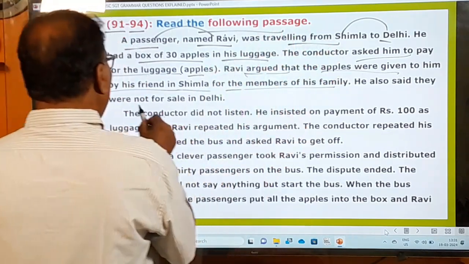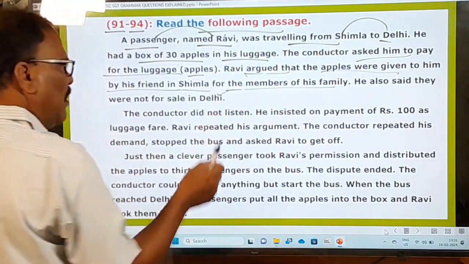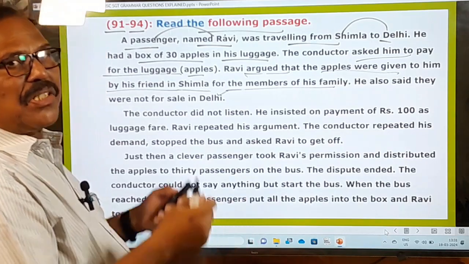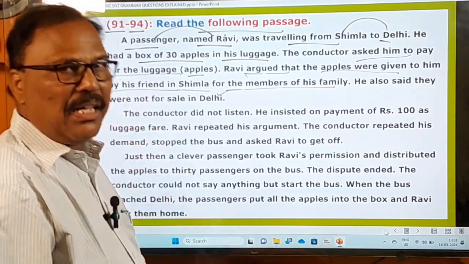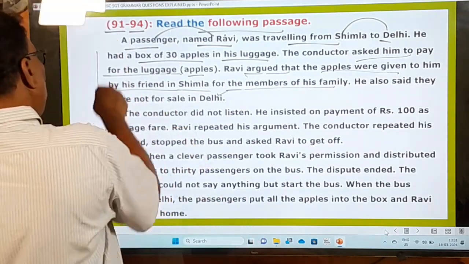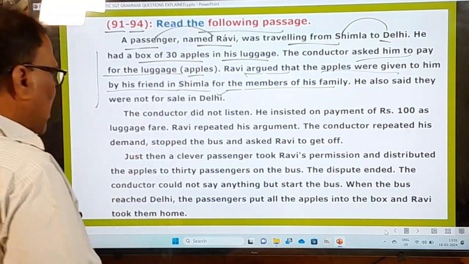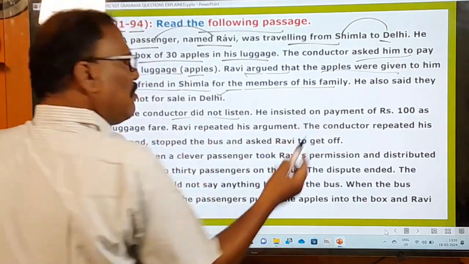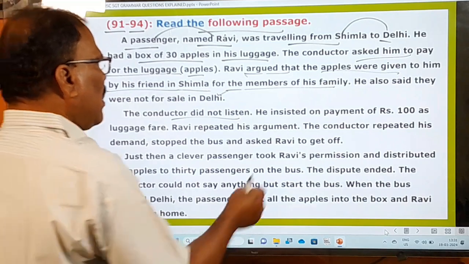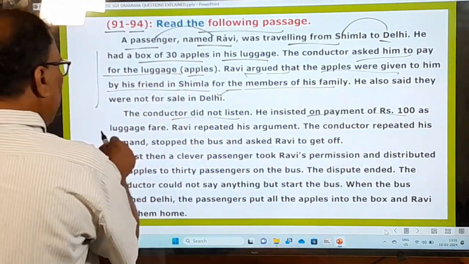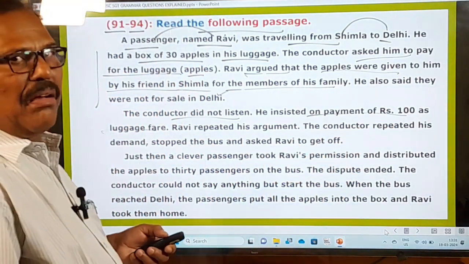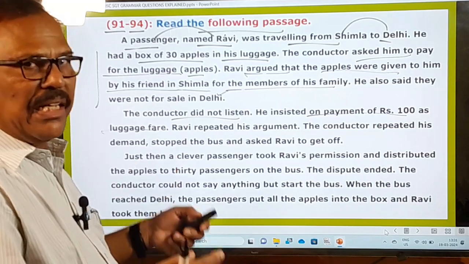He also said they were not for sale in Delhi. He was not going to sell them, and he was not an apple seller. He was not going to sell them in Delhi. That's what he said to the conductor. But the conductor did not listen. He insisted on payment of 100 as a luggage fare. He asked him to pay 100 rupees towards luggage charge.